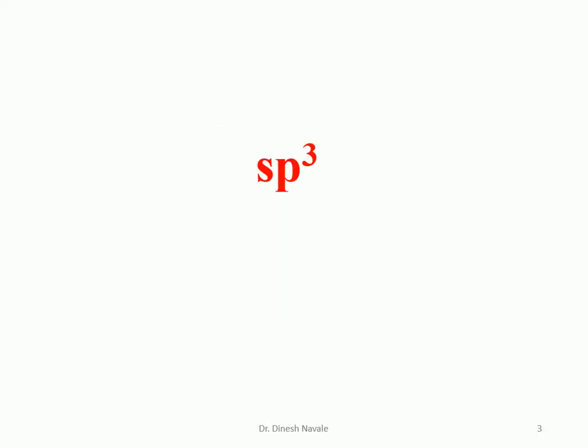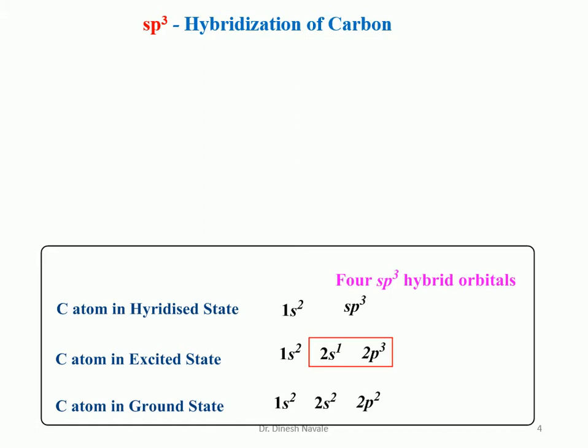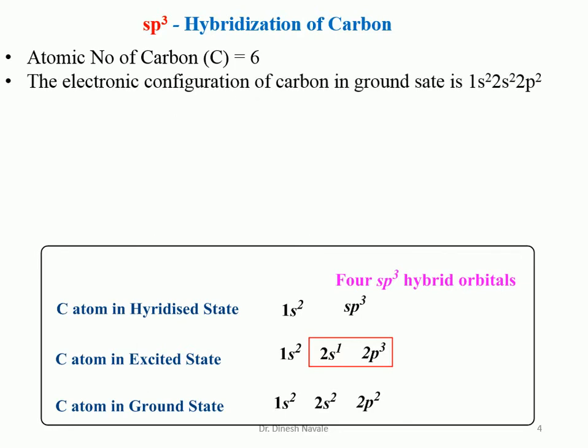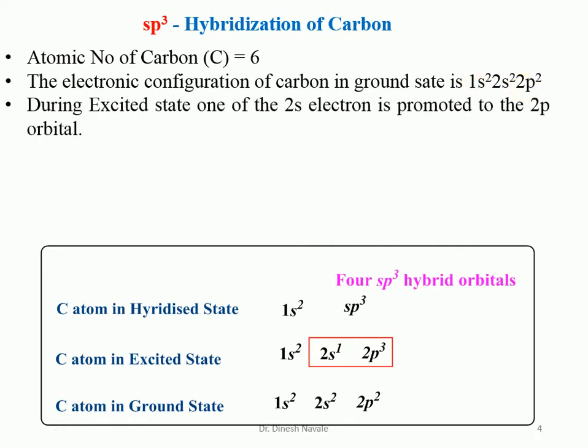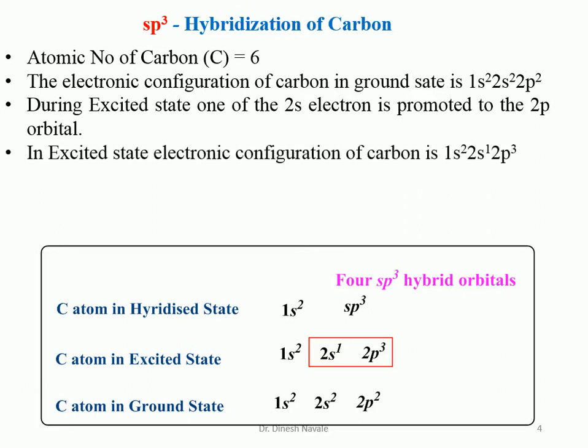In sp3 hybridization of the carbon atom, we see the carbon atom which has atomic number 6. The ground state electronic configuration of the carbon atom is 1s2, 2s2 and 2p2. During the excited state, one of the 2s electrons will go into the 2p orbital. So what will it give? In the excited state, its electronic configuration becomes 1s2, 2s1 and 2p3.